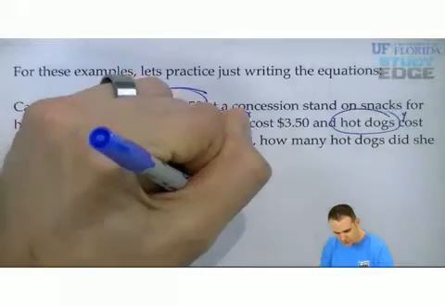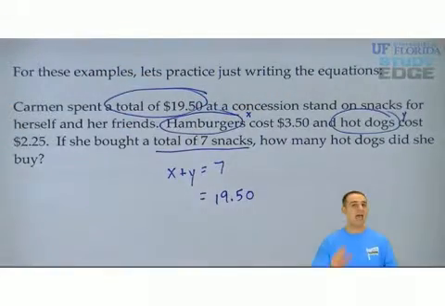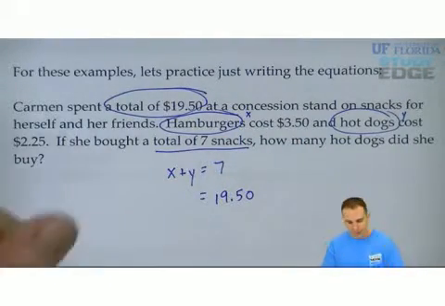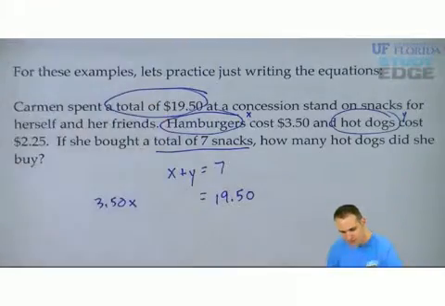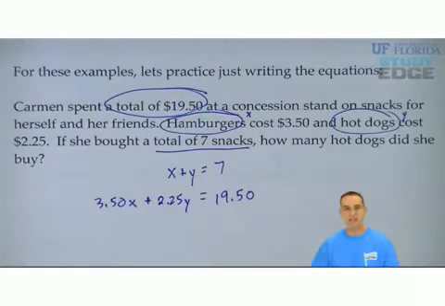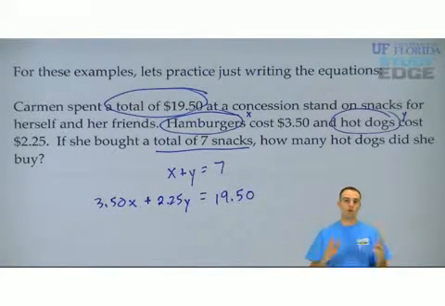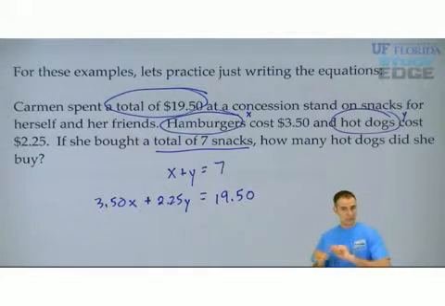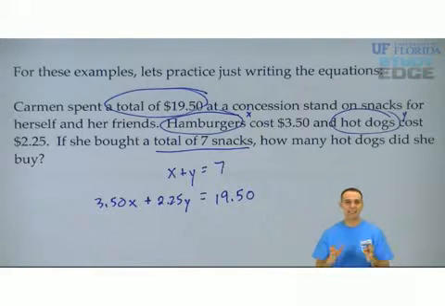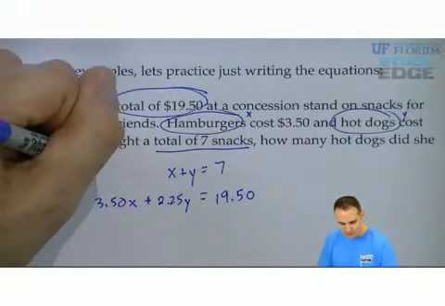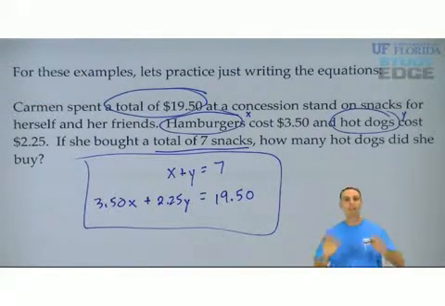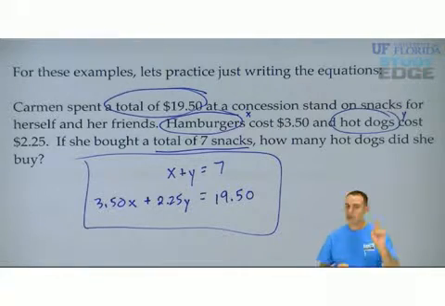So that means the total cost is $19.50. And when I said it's $3.50 for each hamburger, that means we're going to multiply. $3.50 for each hamburger, and it's going to cost $2.25 for each hot dog. So for every hamburger, we would multiply by $3.50. For every hot dog, we would multiply by $2.25 to get a total amount of $19.50. And these are the 2 equations we would be solving for. But right now, we're just practicing writing the equations. Let's do one more.